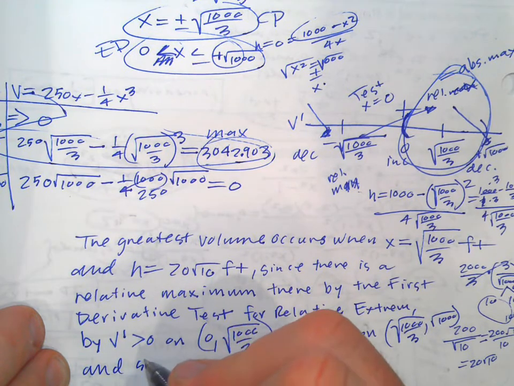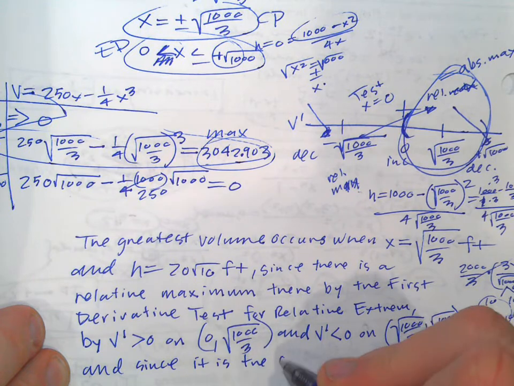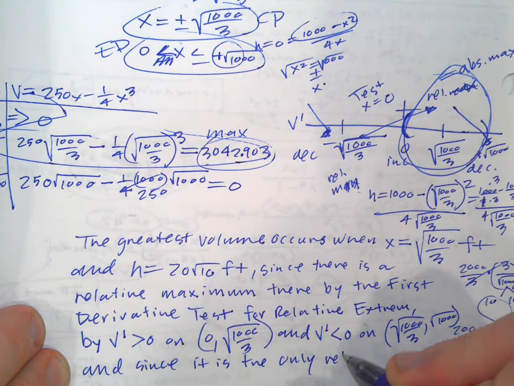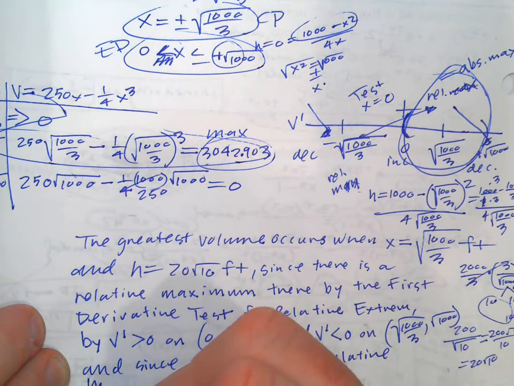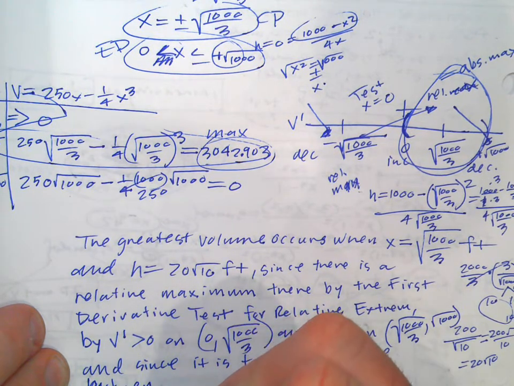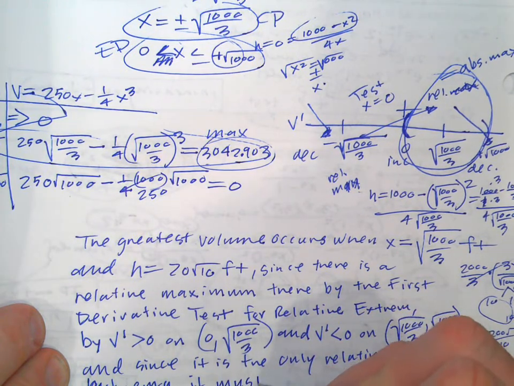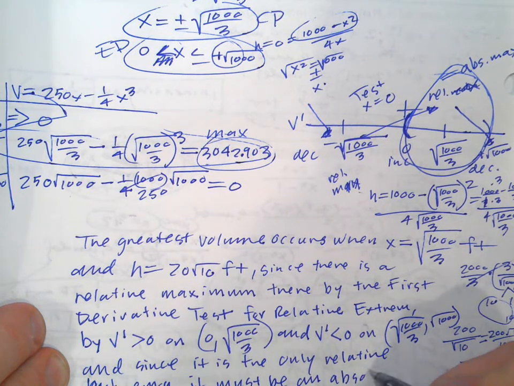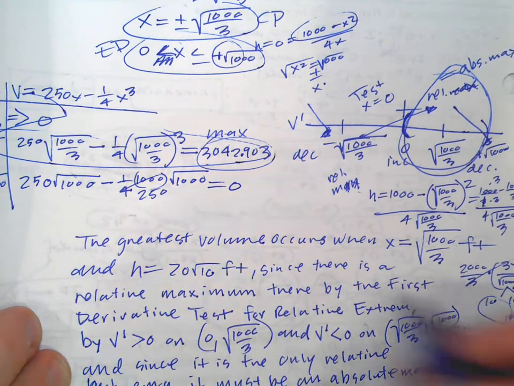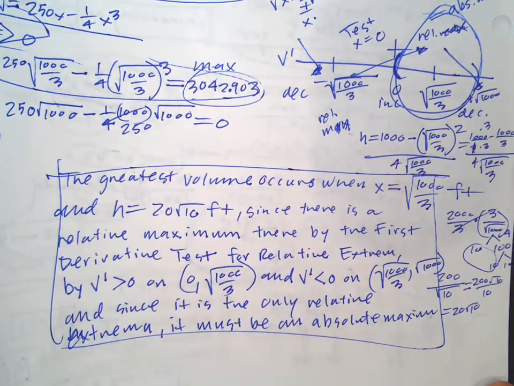And since it is the only relative extrema, it must be an absolute maximum. So this is why you don't want to use this whenever possible. It's just a lot of explanation. But here you go.